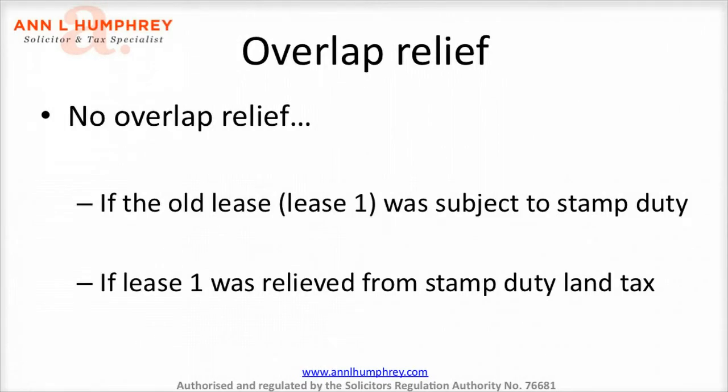Bear in mind that overlap relief is not available if the old lease, which I will refer to as Lease 1, was subject to stamp duty, which was the tax that was in place prior to the introduction of stamp duty land tax. Also, if Lease 1 was relieved of stamp duty land tax, there is no overlap relief.